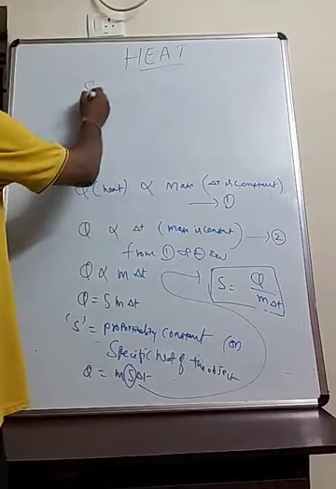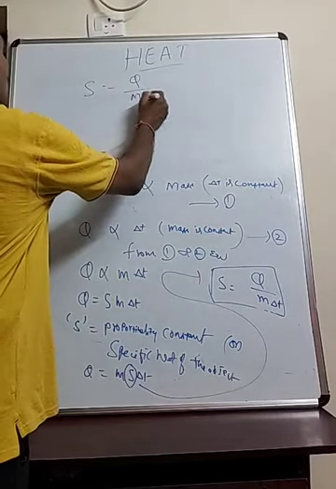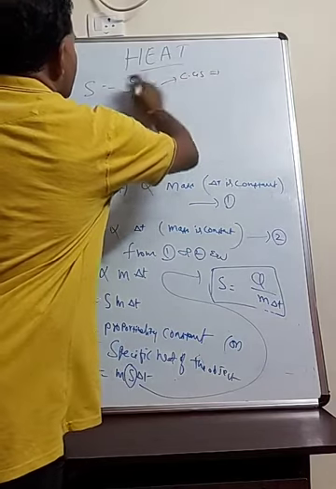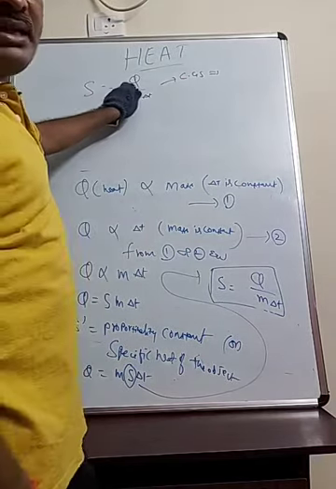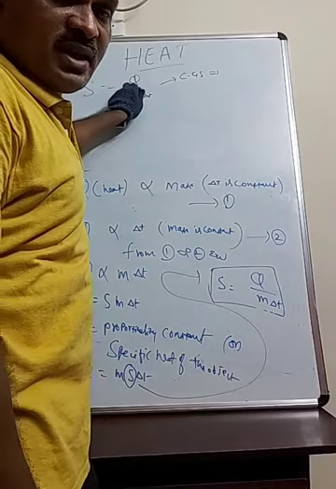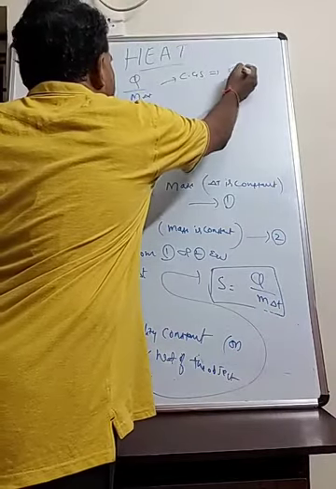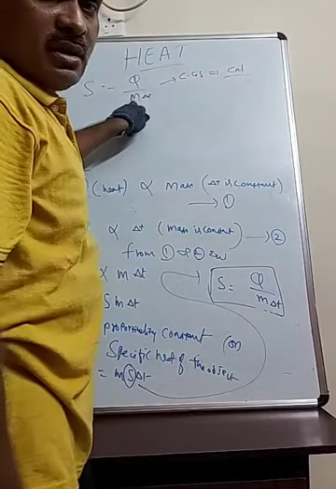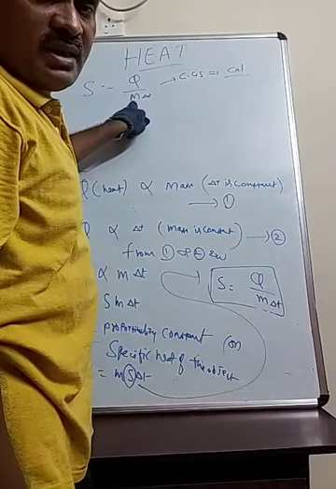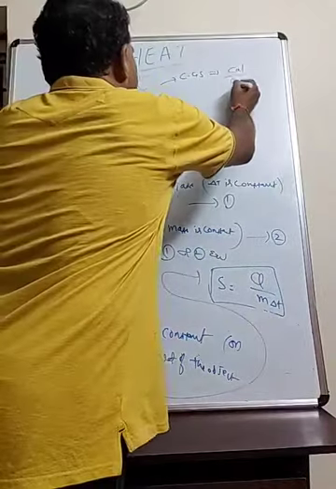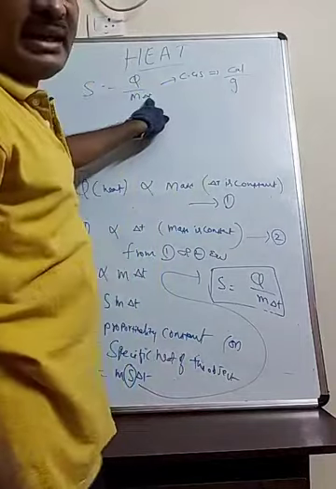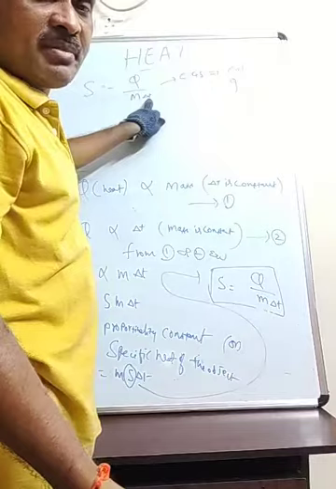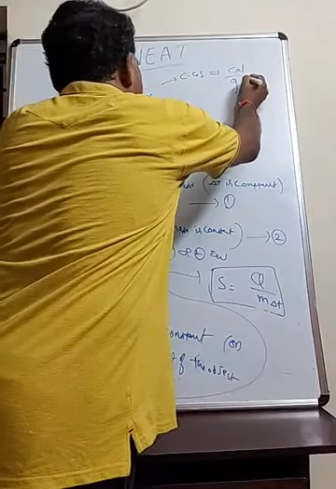S is equal to Q by m delta T. First of all, we write the CGS units. In CGS units, Q means heat. What is the CGS unit of heat? Calorie, that you simply write as cal, divided by mass. In CGS units, what is the unit of mass? Grams, that we write as g. Delta T is the change in temperature. What is the unit of temperature in CGS? Degrees Celsius.